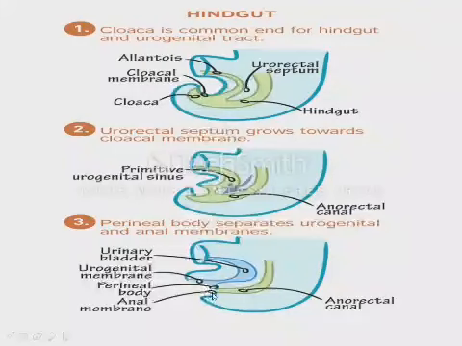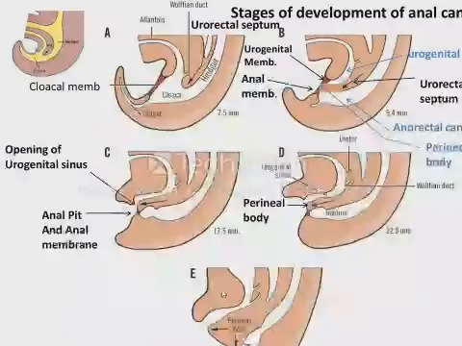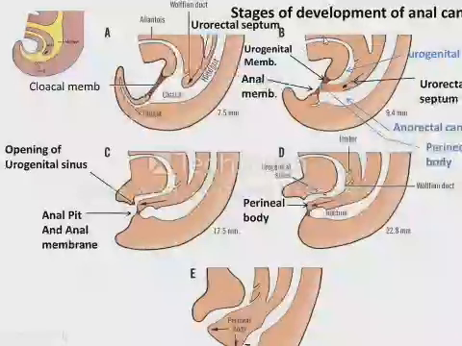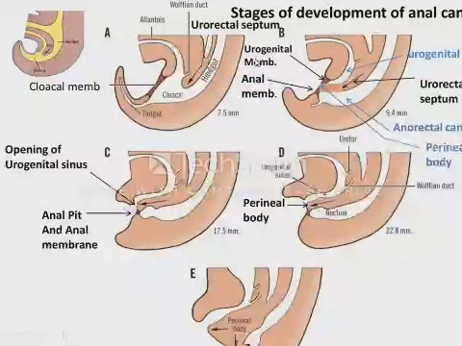from the anal membrane, and then rupture of the anal membrane makes a continuity between the lower part of the anal canal and the upper part of the anal canal. Again, this is a summary of the stages of the development of the anal canal that we mentioned before.